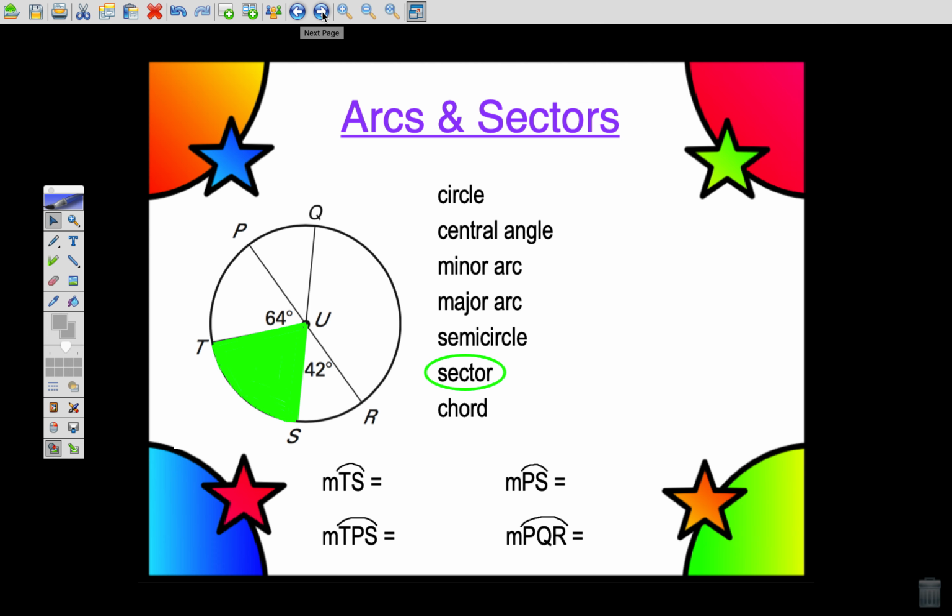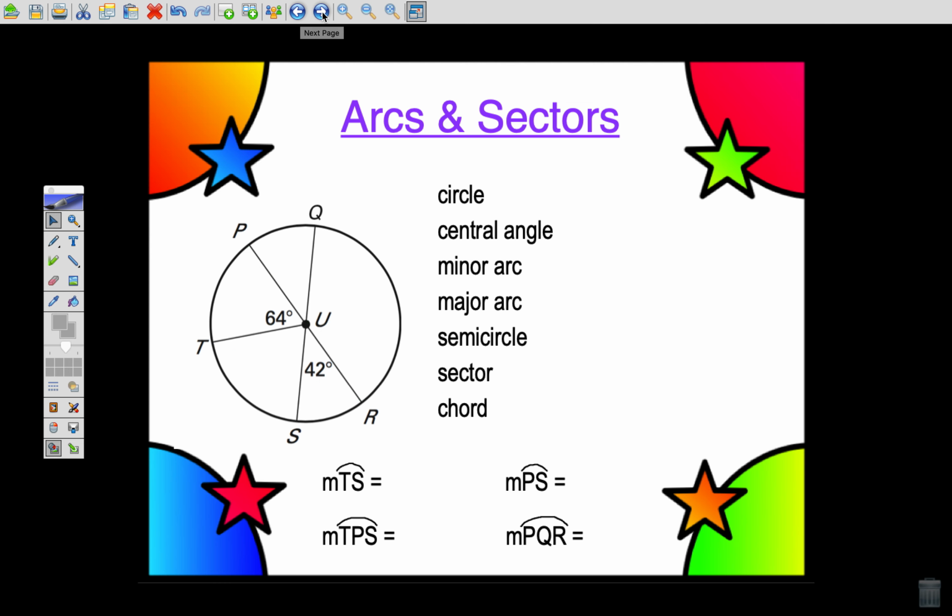A sector is like a slice of pie or slice of pizza. All of that shaded in, and we're going to find the area of those in just a minute. And then chords are segments whose endpoints are on a circle. Diameters are special chords that go through the center of a circle, like this one. There's another one, segment TR would also be called a chord.